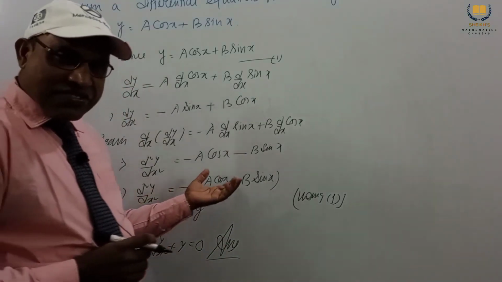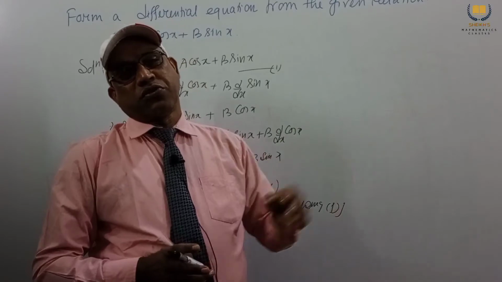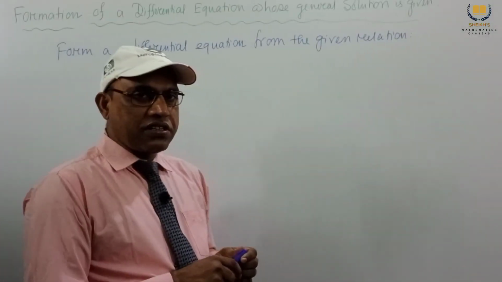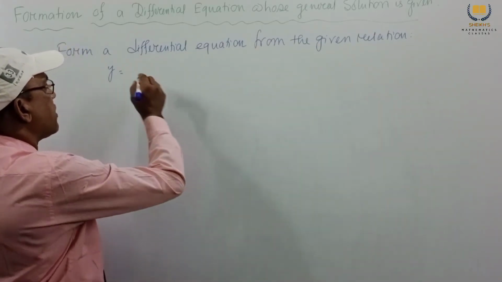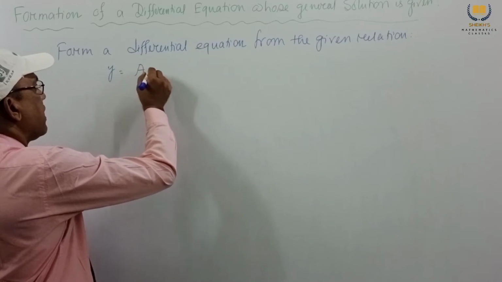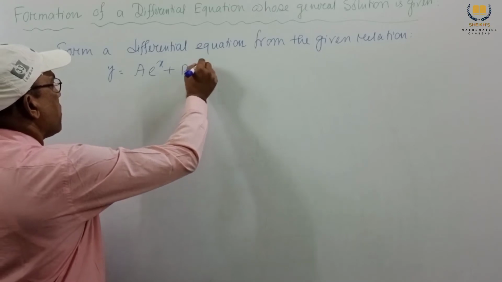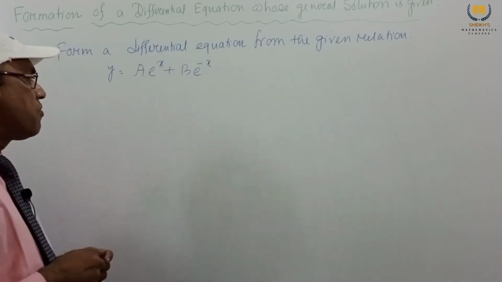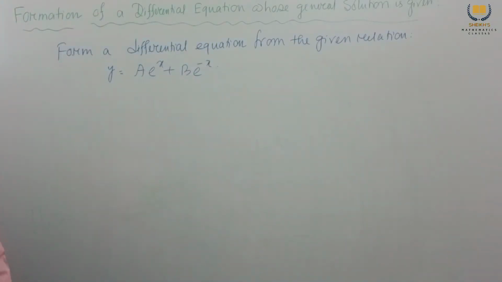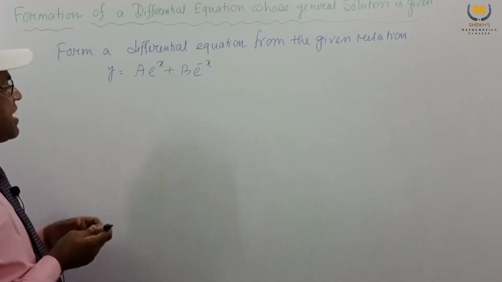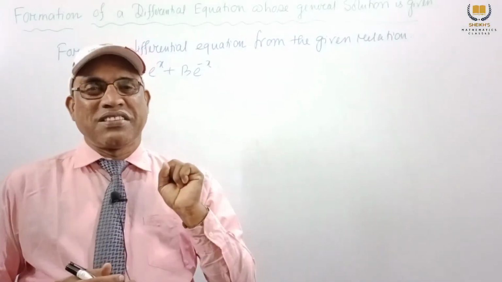So dear students, clear this one? Just you have to remember how many constants are here. Two constants, we have to differentiate two times. There is another relation: form a differential equation from the given relation y equal to a e to the power x plus b e to the power minus x. So from this relation we have to form a differential equation. Now what is the differential equation? So again we have two constants. That means how many times do we differentiate? Two times.